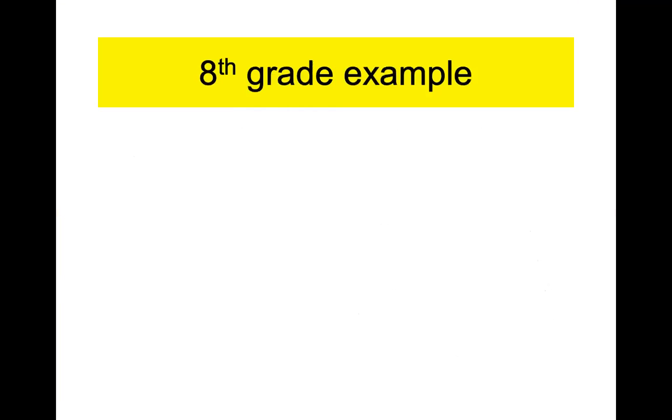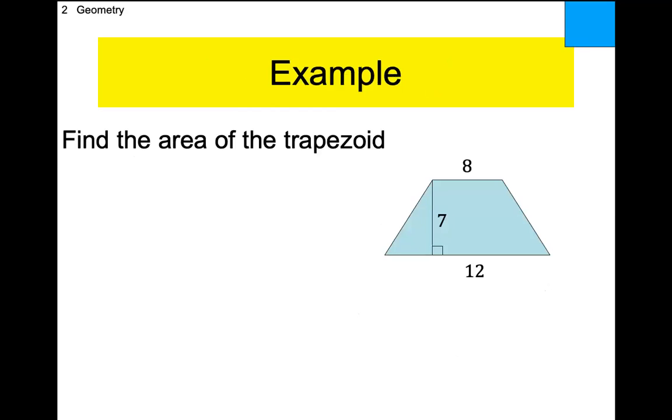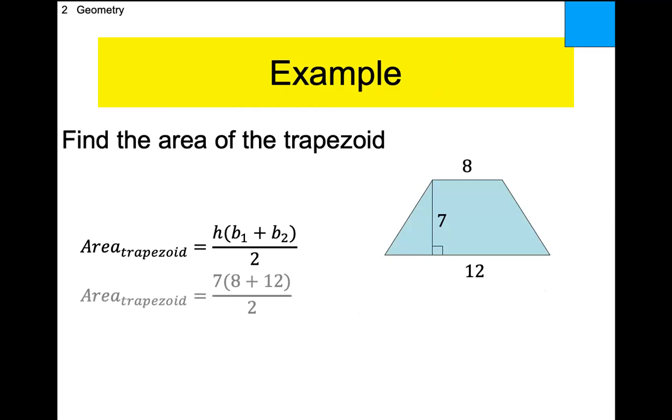Okay. So in 7th and 8th grade, here's your 7th and 8th grade example. They give you a trapezoid. They don't really hide any information. They just give you exactly the information that you need. You have your two bases. You have your height. It's just plug and chug. So the two bases are 8 and 12, and the height is 7. You toss those numbers in.